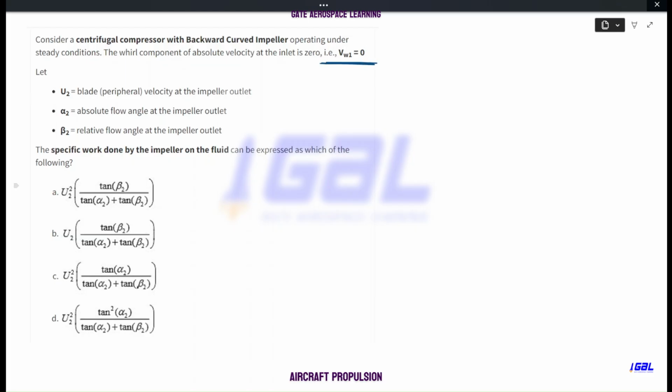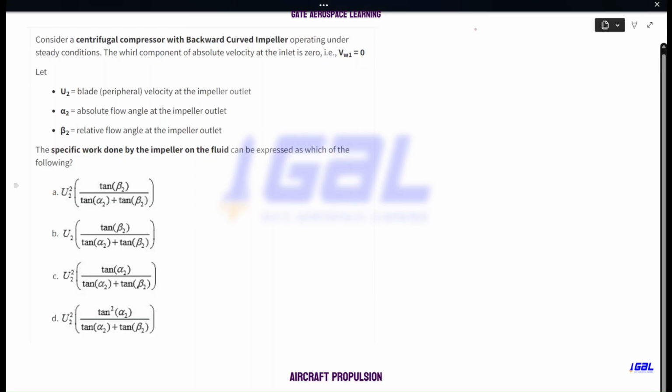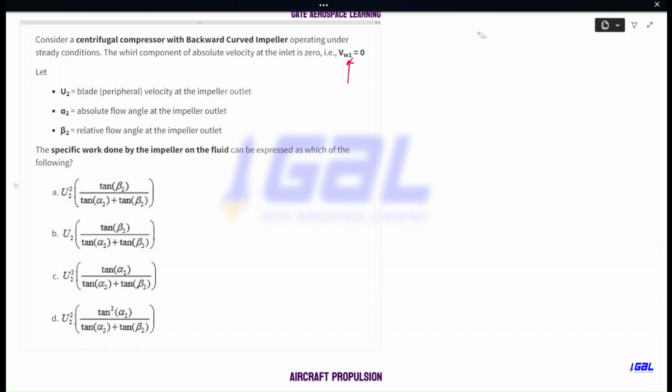What is the meaning of this? If you have understood the velocity triangle properly, you will come to know that if they have provided this statement, that means you are not having the inlet guide vane, so we need not worry about the inlet guide vane. And also please keep this in mind, that we are talking about the backward curved blade. There is an important reason to give this statement as well, otherwise it is difficult to solve this question.